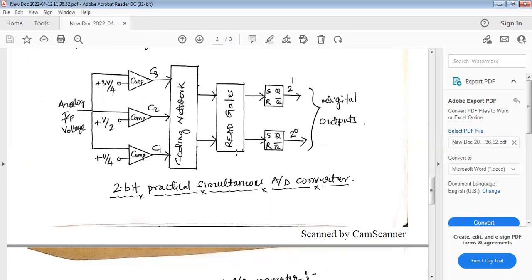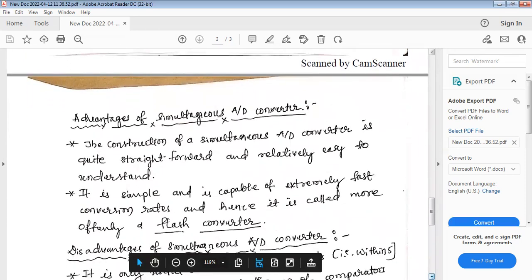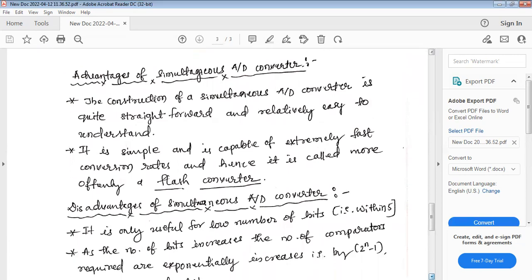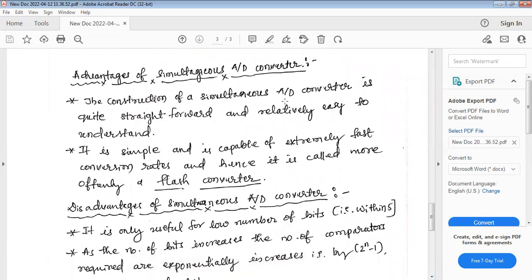And suppose if you want a 3-bit system, you will have to use 7 comparators, and again the number of comparators goes high as the number of bits increases. So here we will see the advantages of this simultaneous analog to digital converter. The construction of this simultaneous analog to digital converter is quite straightforward and relatively easy to understand. So the circuit is straightforward and also easy to understand.